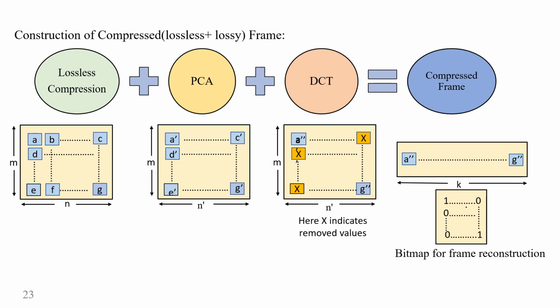Now for every compressed frame, we want to decompress the frame and get back the original frame. And for this, we need to know which fields have been removed, modified, or kept intact. For this, we maintain a bitmap where we keep a bit for every field in the original signal. And this bitmap is used during frame reconstruction.